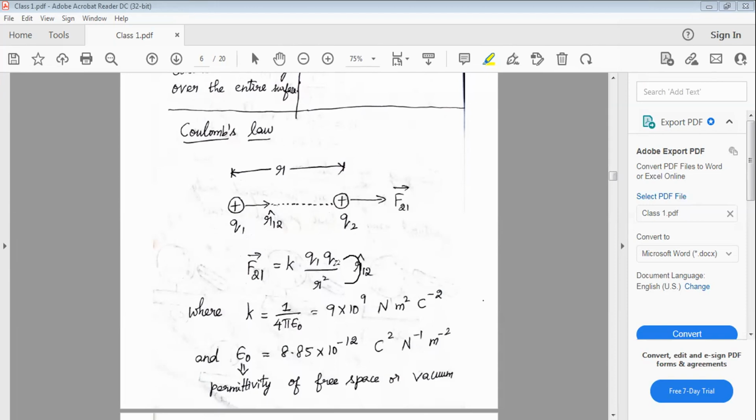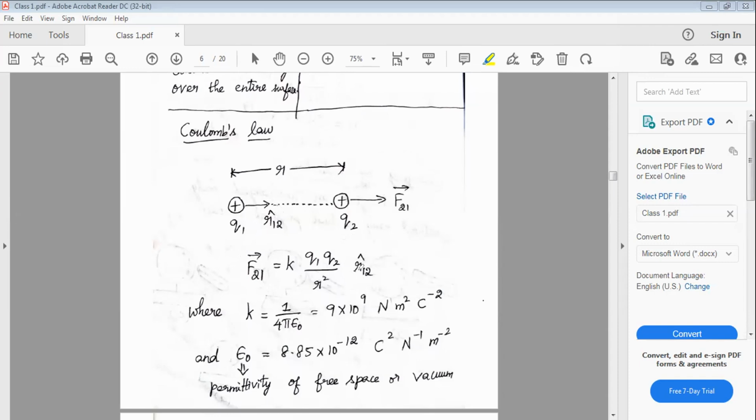Why do we have to put R12 cap here? R12 is nothing but the unit vector directed from charge 1 to charge 2. Why do we have to use this unit vector? Because Coulomb's force, or the electrostatic force, is a vector quantity, so you have to impart the direction here. That's why you have to use this R12 cap as the unit vector.